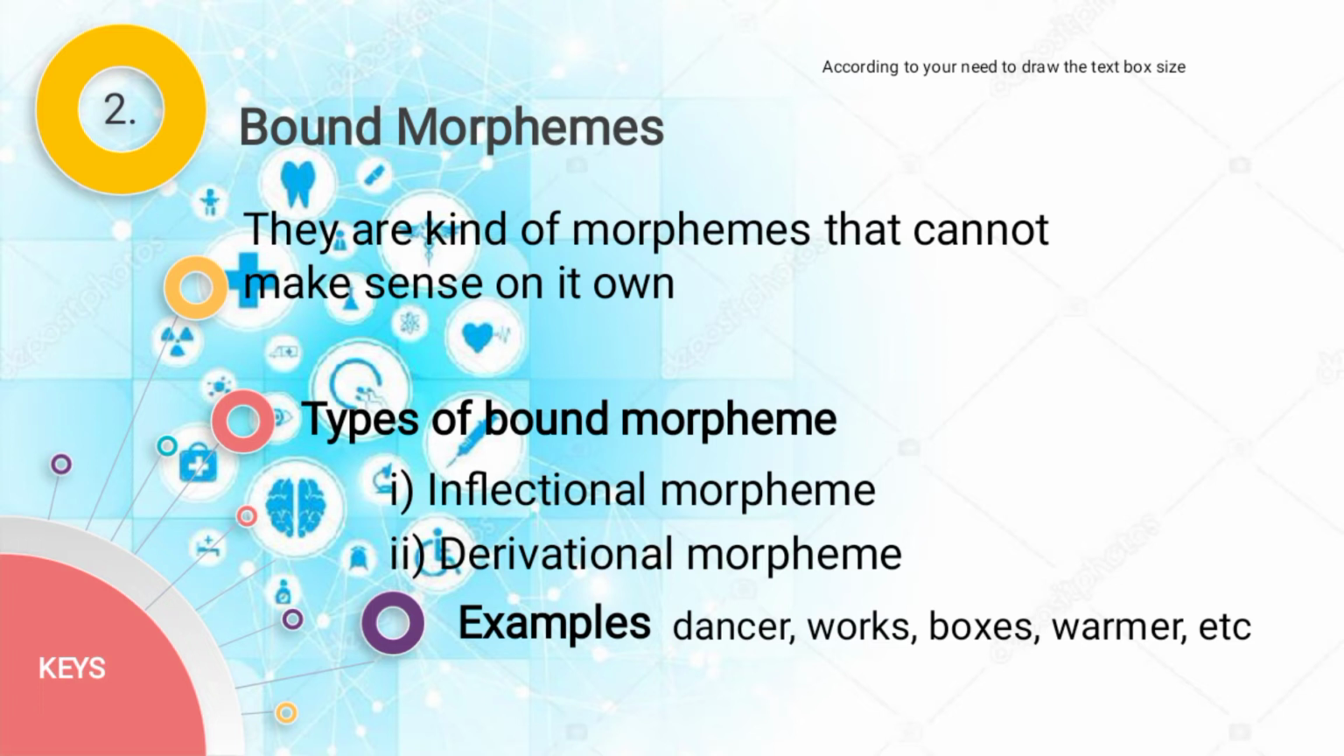The reason why they are saying it does not make sense on its own is that they are attached to a word or to a morpheme. For example, if we take dancer, when we split it into 2, we get dance and the er. So dance is a free morpheme and it makes sense, but the er does not make sense, but it's also a morpheme. So when it's attached to a free morpheme, then it can make sense. That's why we are saying a bound morpheme. It's attached to a free word or a free morpheme.